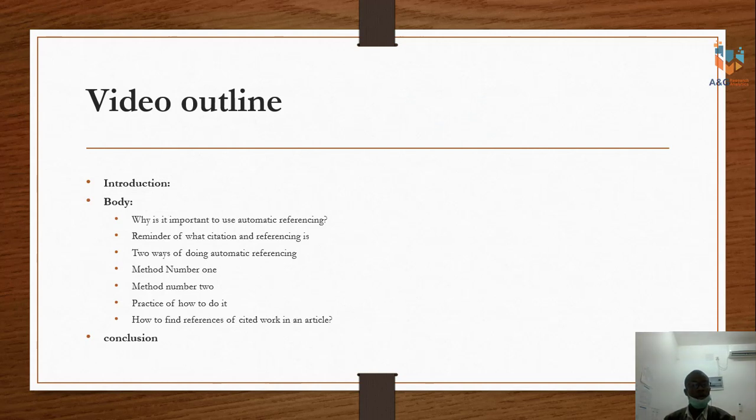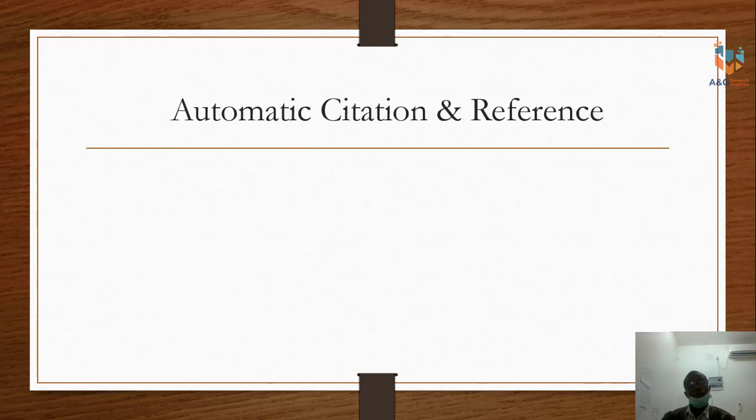So the first thing we're going to have is an introduction, and then we're going to have the body of the video where we're going to be talking about why it is important to use automatic referencing, a reminder of what citation and referencing is, two ways of doing automatic referencing, method number one, method number two, practice of how to do it, how to find the reference of a cited work in an article, and then the conclusion.